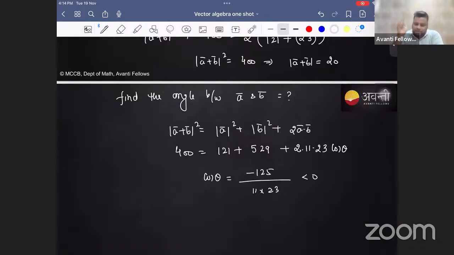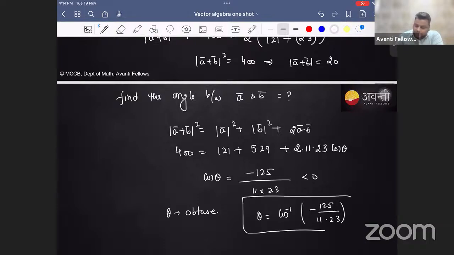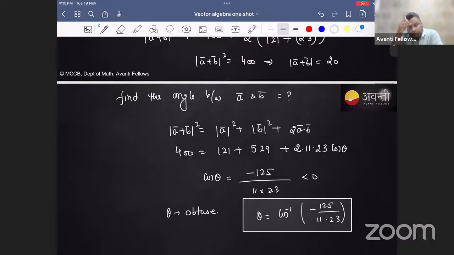Now see, exact angle I don't know, but what I can say, this theta is obtuse and this theta is cos inverse of minus 125 upon 11 into 23. Got it? So this is not a standard angle, but this is how it is. Got it? So this was a simple question. Clear to everyone?